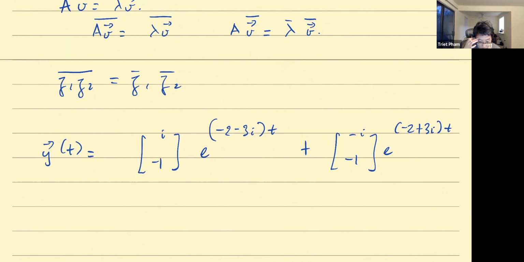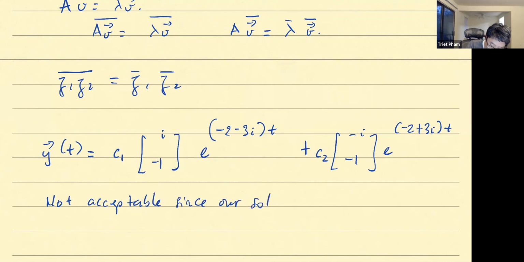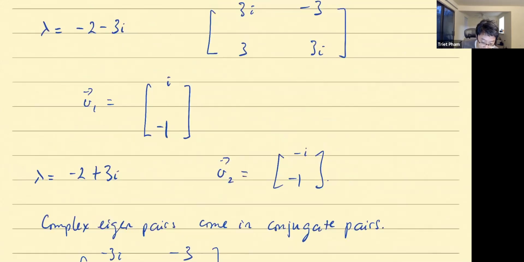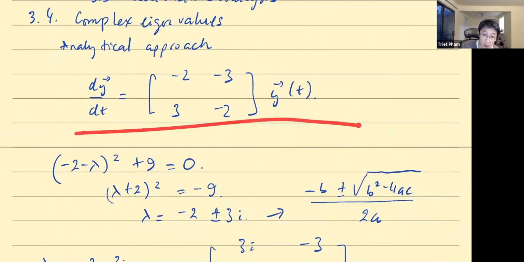Actually, you know what? Your solution will be like this. First of all, I know what I want to tell you now. This is not acceptable since our solution should be real valued only. Okay. So in other words, say this is a real system, like a spring mass system, if you will. I can show you the spring mass system actually has complex eigenvalues. But basically, you have a physical system that's real in real life.